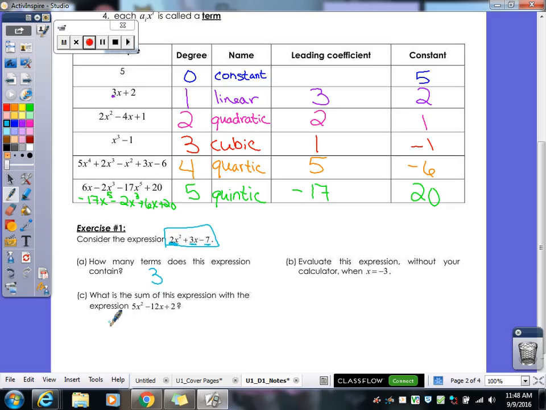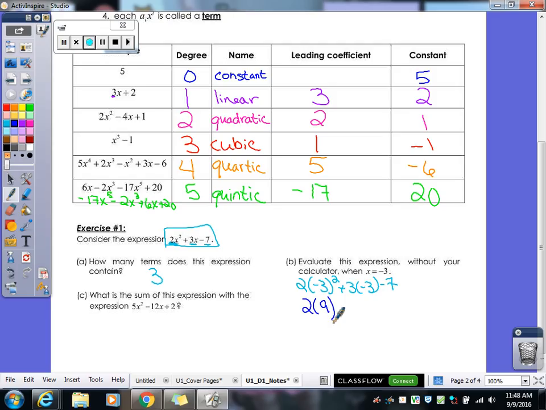They want us to evaluate this expression without using your calculator, so we're going to try to use our brain powers here, when x equals -3. So that means wherever we see an x, we are going to plug in a -3. So remember our rules of order of operations. Exponents come first, so -3 squared becomes a +9. A lot of people tell me -9. That's +9.